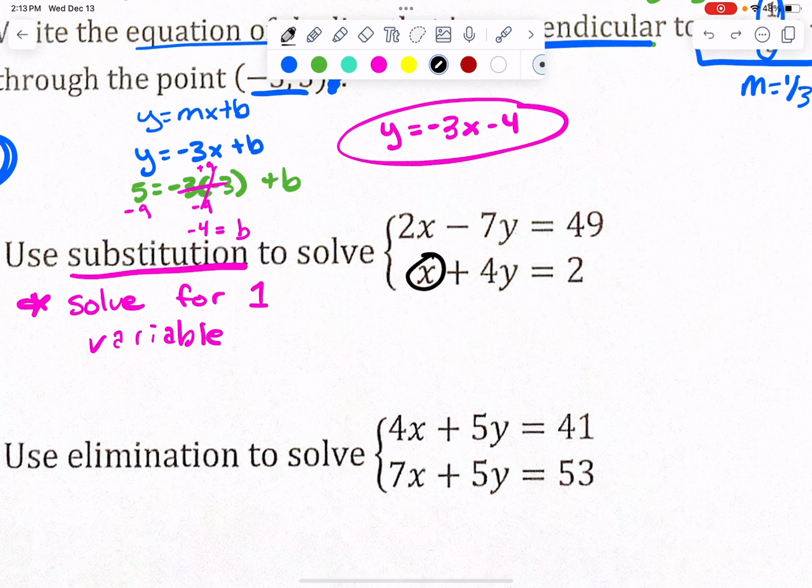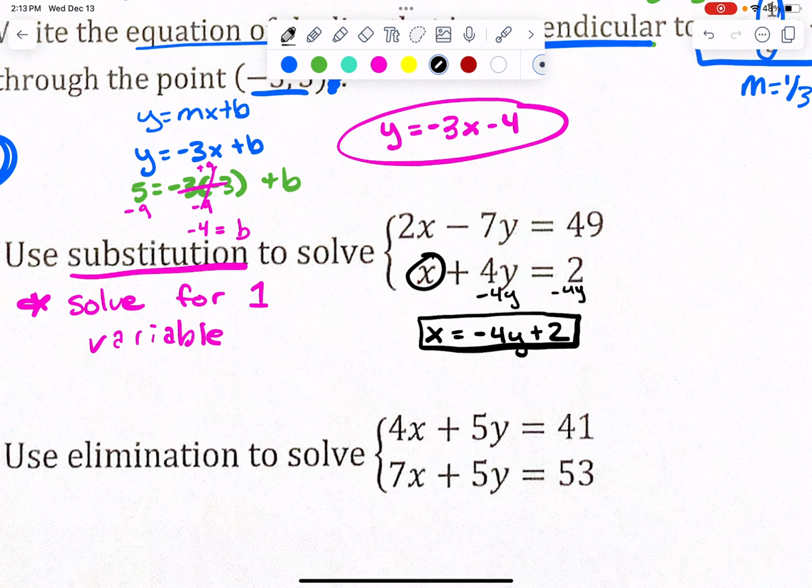So to get the 4y to go to the other side, I'm going to subtract 4y. And that means x equals negative 4y plus 2 is how I'm going to write that, okay? Now I've solved for x. I'm going to put a little box around that so that I can find him later.